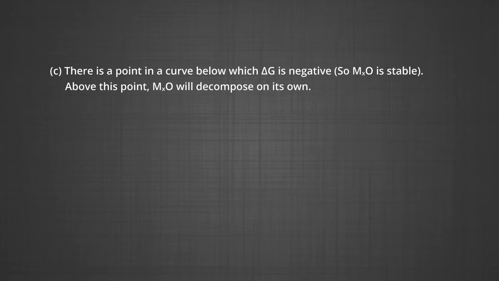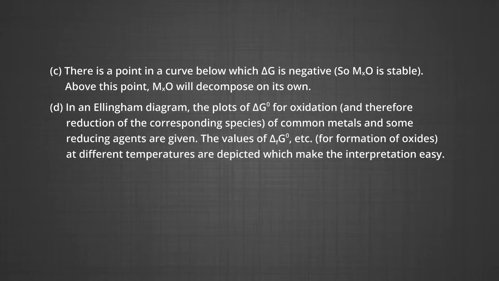Above this point, metal oxide will decompose on its own. In an Ellingham diagram, the plots of delta G naught for oxidation, and therefore reduction, of the corresponding species of common metals and some reducing agents are given. The values of delta G naught for formation of the oxides at different temperatures are depicted, which make the interpretation easy.